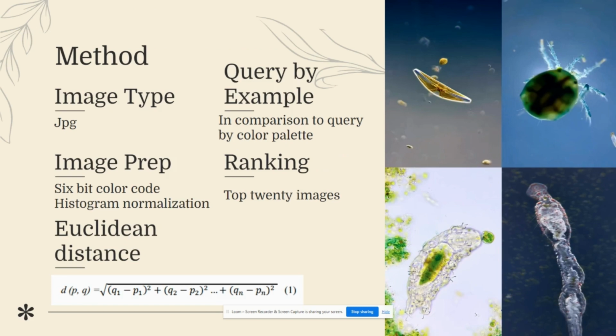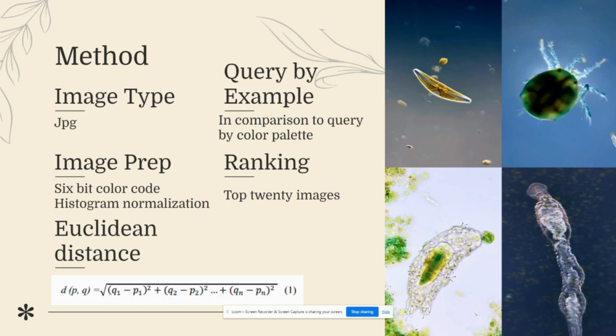So, on to the method that was used for this project. For this project, the image type was all JPEG images, varying in size. To prepare our images, we converted RGB images into a 6-bit color code. And then because the images had varying sizes, we used histogram normalization. Now, in order to compare the images, we found the Euclidean distance between two vectors, a vector representing each image. The Euclidean distance formula can be referenced at the bottom of this PowerPoint.